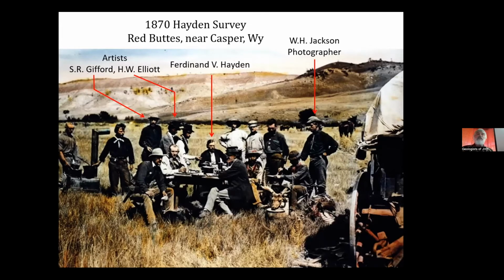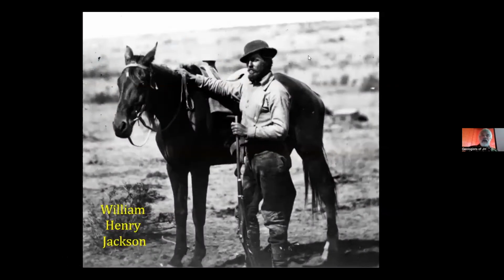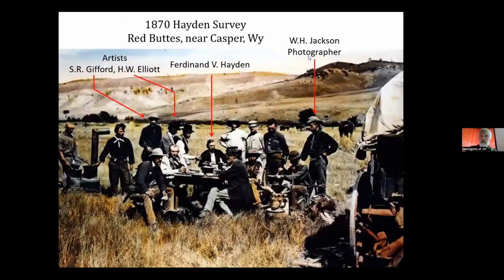Various people, this was the Hayden Survey in 1870, his first actually fairly major survey. He had a lot of people in there. He had botanists and artists, two of them, S.R. Gifford, and also, let me go back. Okay, two artists and also the fellow on the right there is W.H. Jackson, who is a photographer.